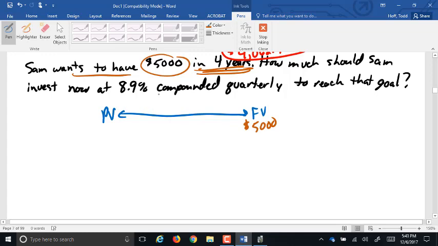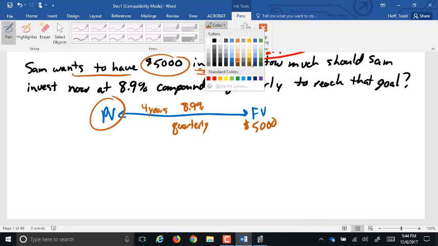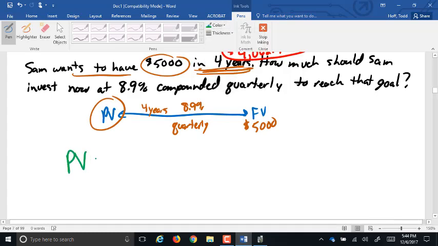So in between here, of course, is going to be the 4 years, the 8.9%, and it's going to be quarterly. And we're looking to find that present value. So we set up this formula. The present value is going to equal 5,000. What's next? Because we are going backwards, it is divided by. In the parentheses, 1 plus 0.089 divided by 4 to the power of 4 times 4.